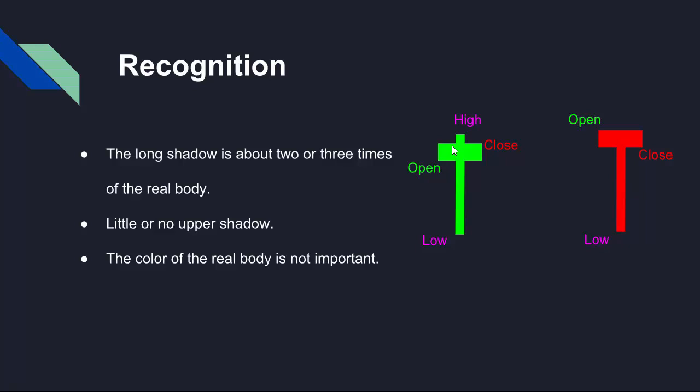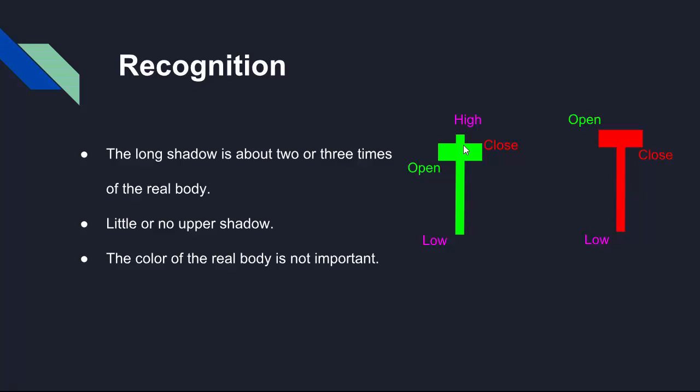Now, little or no upper shadow. The second point is little or no upper shadow. Just focus on this candlestick: there is no upper shadow, and you can say it is a hammer candlestick pattern. But in some cases there is an upper shadow, and that shadow must be small in size. Then you can say that is a hammer candlestick pattern.